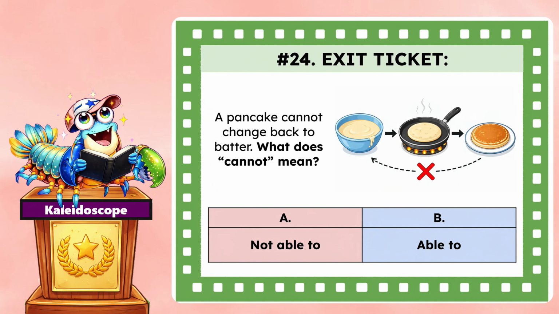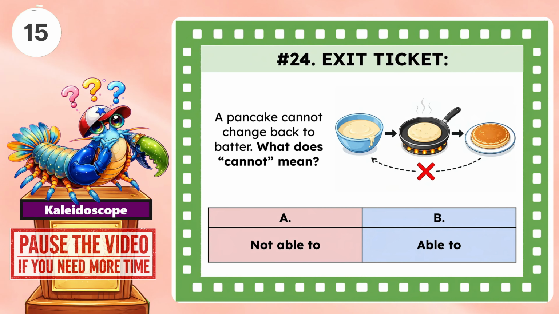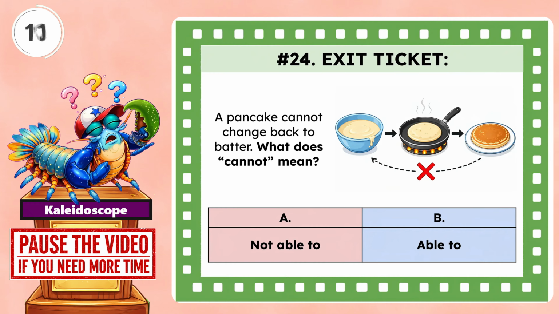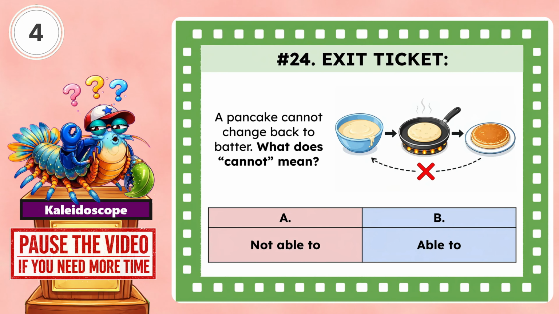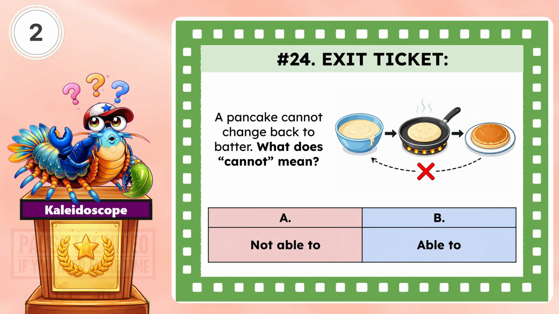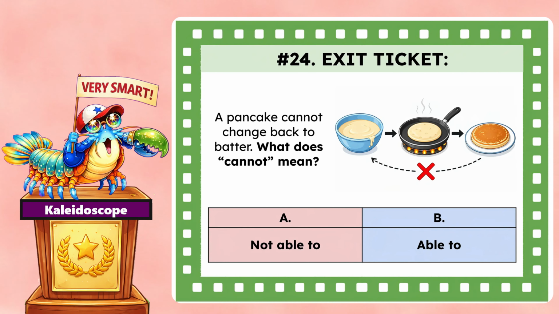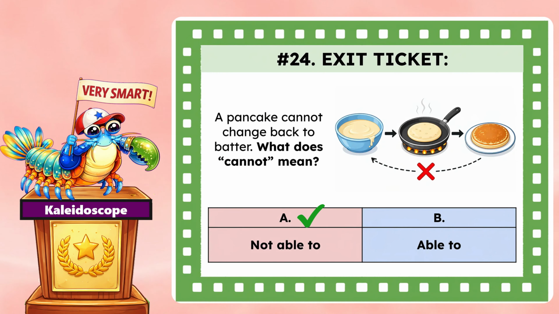A pancake cannot change back to batter. What does cannot mean? And the correct answer is letter A, not able to.